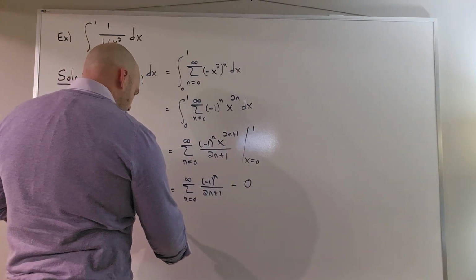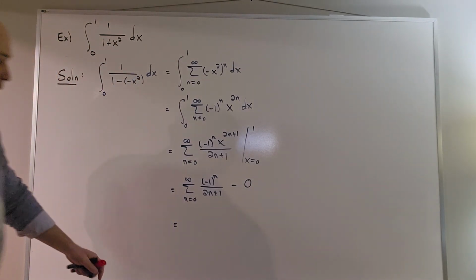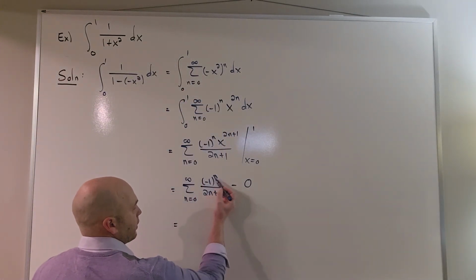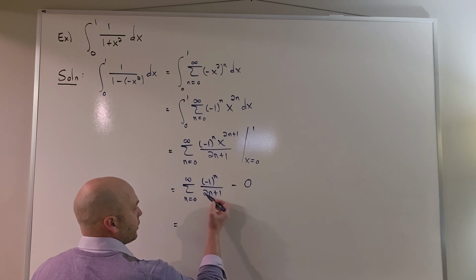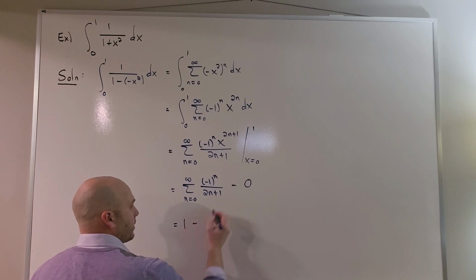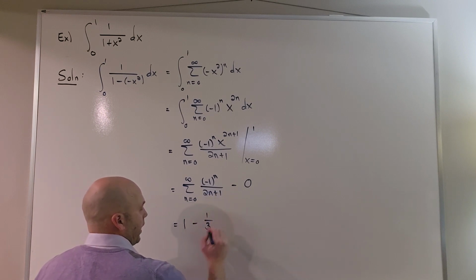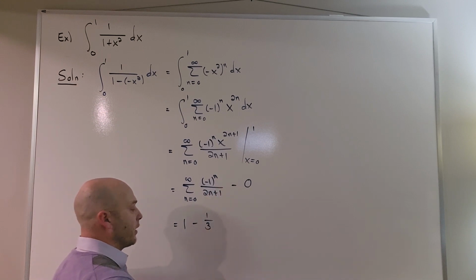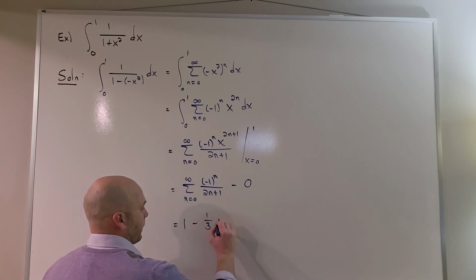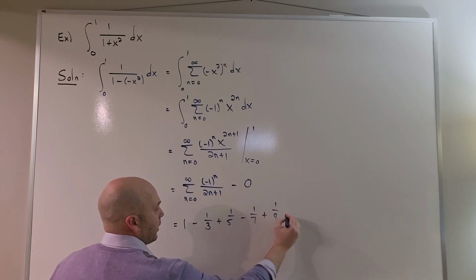Now, what I could do is say, okay, well, let's approximate that. Let's plug in a variety of terms. If I plug in n equal to 0, I'm going to get (-1) to the 0, which is 1. 1 over 2 times 0 plus 1 would be 1, so I get 1. Plug in 1, I'm going to get minus 1 over 2 times 1 plus 1, which would be 3. And then notice it's going to be alternating, and every denominator is going to be odd. Therefore, I get 1 minus a third, plus a fifth, minus a seventh, plus a ninth, etc.